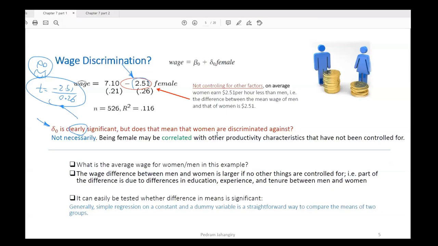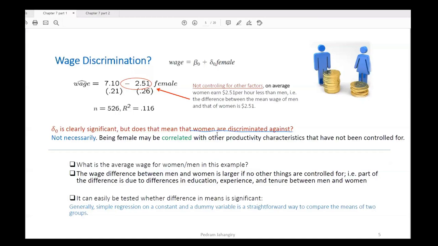Going back to our discussion, it says that delta zero is clearly significant, but does that mean that women are discriminated against? Wait a minute. I have a regression model, and the data is suggesting that yes, it is significant, and that number is small. The answer is no, don't jump to conclusions, because you're not controlling for anything.